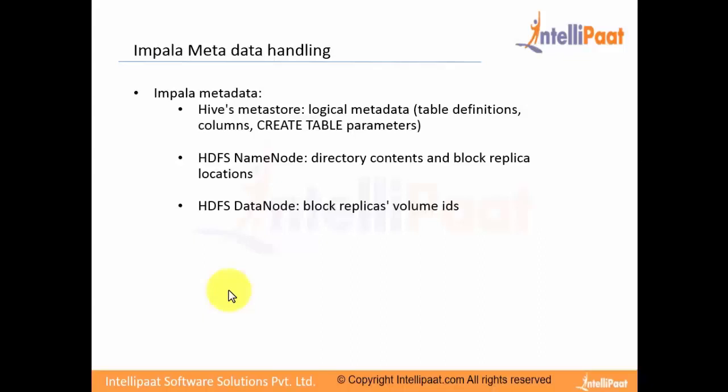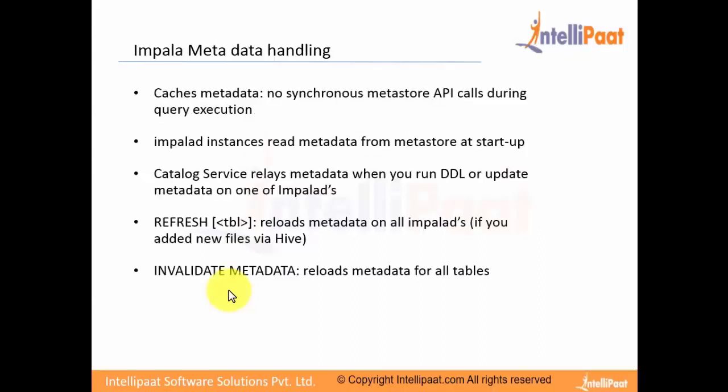So Impala has three different categories of metadata. First of all, it has the local copy of Hive's metastore, which is the logical metadata, including the table definition, the columns, and the create table parameters. Second, it has the HDFS name node's metadata, which is the directory contents and the block replica locations. And third, whatever replicas have been created, the volume IDs for those replicas are there with Impala.